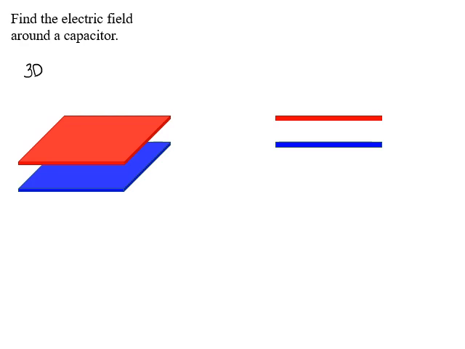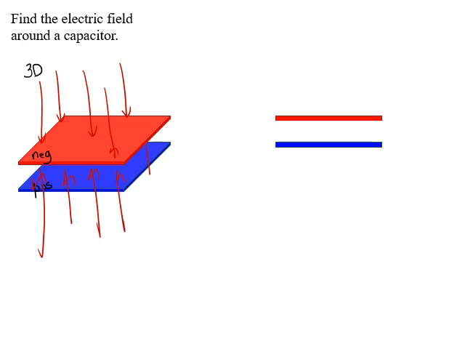I'm going to call my red plate the negative plate, and I'm going to call my blue plate the positive plate. I know that my electric field lines go into a negative plate, so like this, and I know that they go out of a positive plate. There are my field lines around my red plate. They go out of my positive, so in each direction they're going away from the blue plate.